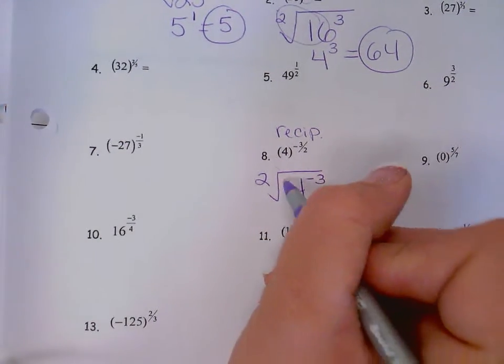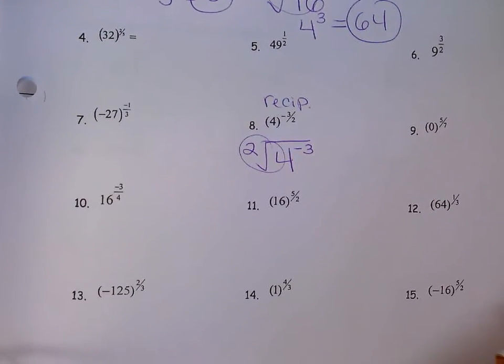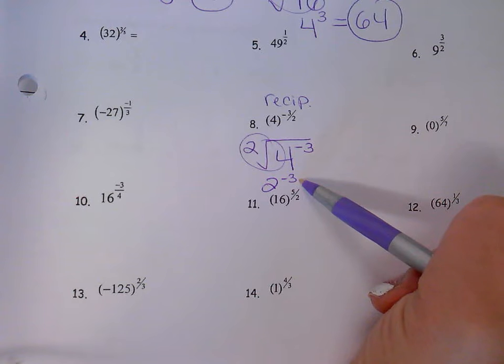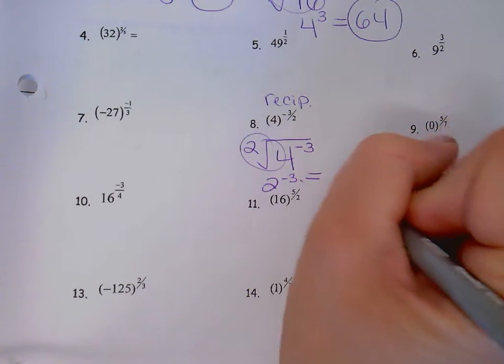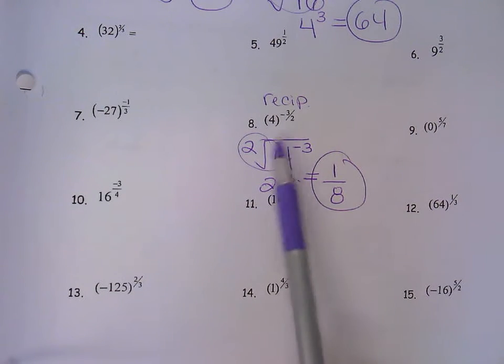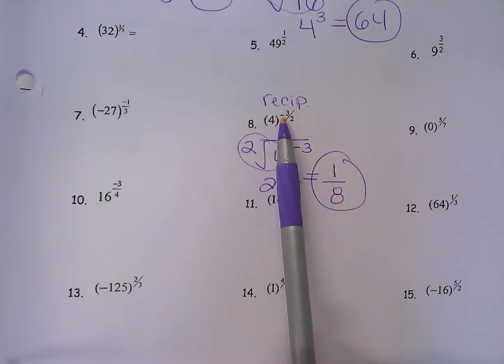First, I'm going to do the square root of 4, and the square root of 4 is 2. Then I'm going to do 2 cubed in my head. 2 cubed is 8, right? And then I'm going to take the reciprocal of 8. So the answer is 1/8. So that negative sign is in front of the fraction.